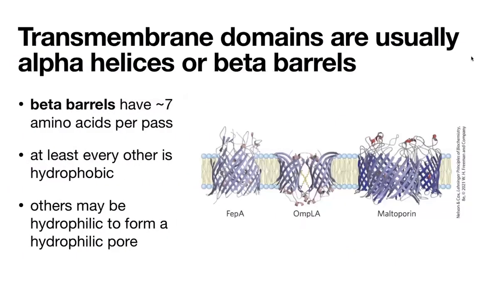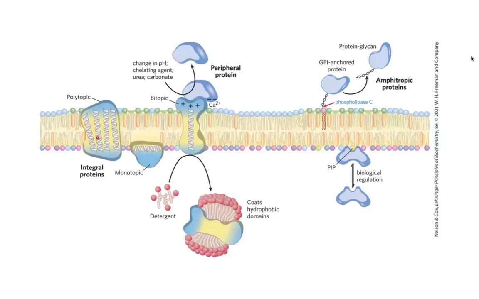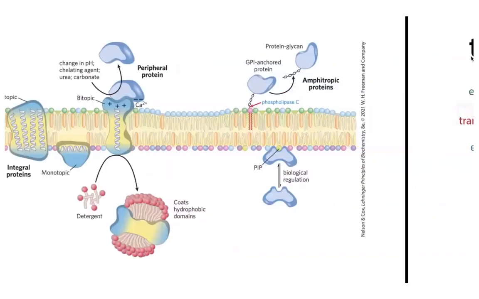As a result, if we have a beta strand going through a membrane, at least every other amino acid is going to have to be hydrophobic. And then you might have every other one be hydrophilic if it's part of a pore, or if it is not part of a pore, then you might have them all be hydrophobic. Because it's stretched out, it only takes about 7 amino acids per pass. These membrane proteins can have multiple passes, so they can go through many times, or just a single pass, where it goes through one time. But if we're talking about a channel, then we have things with multiple passes.